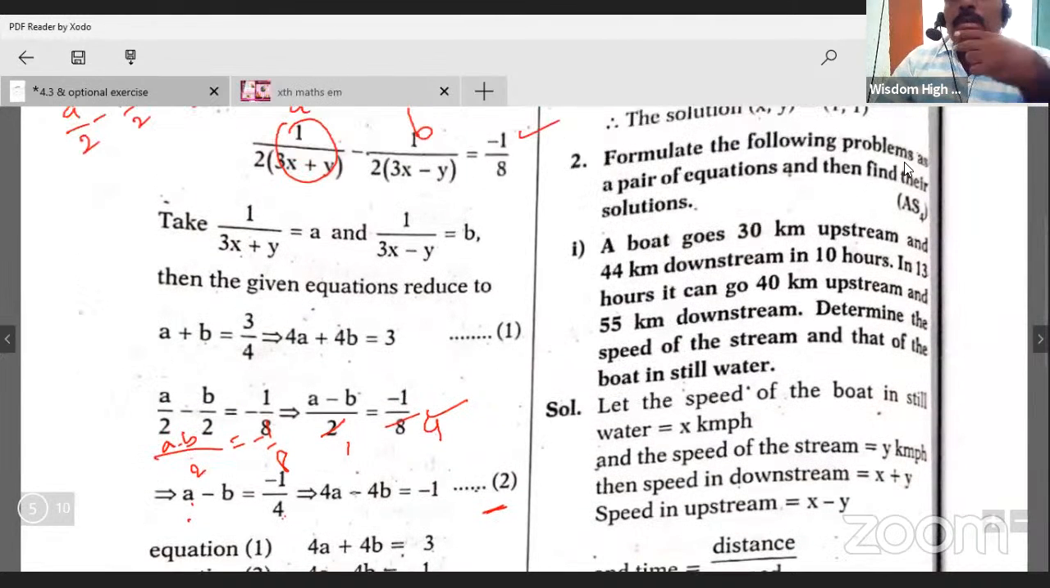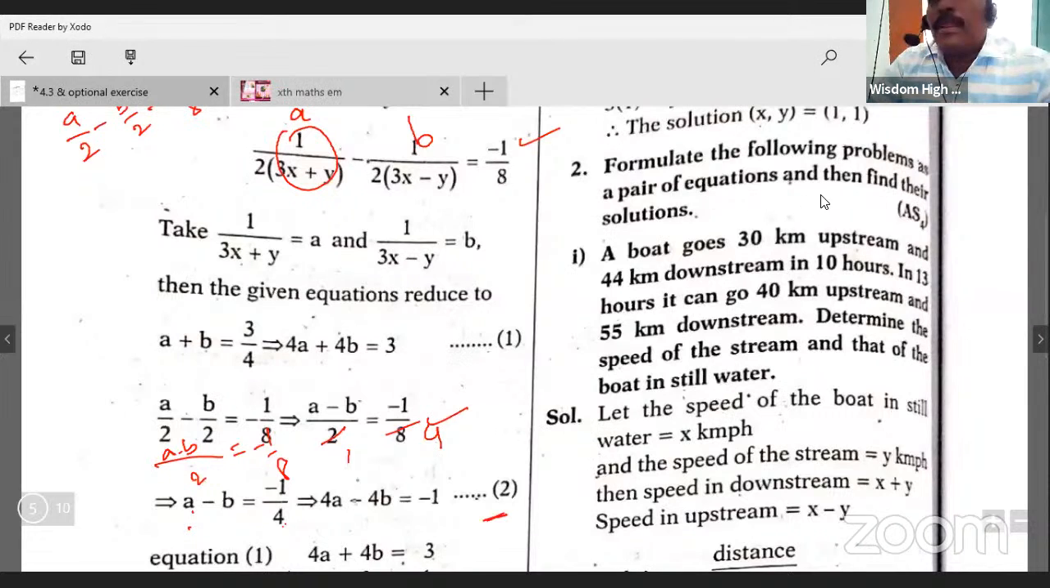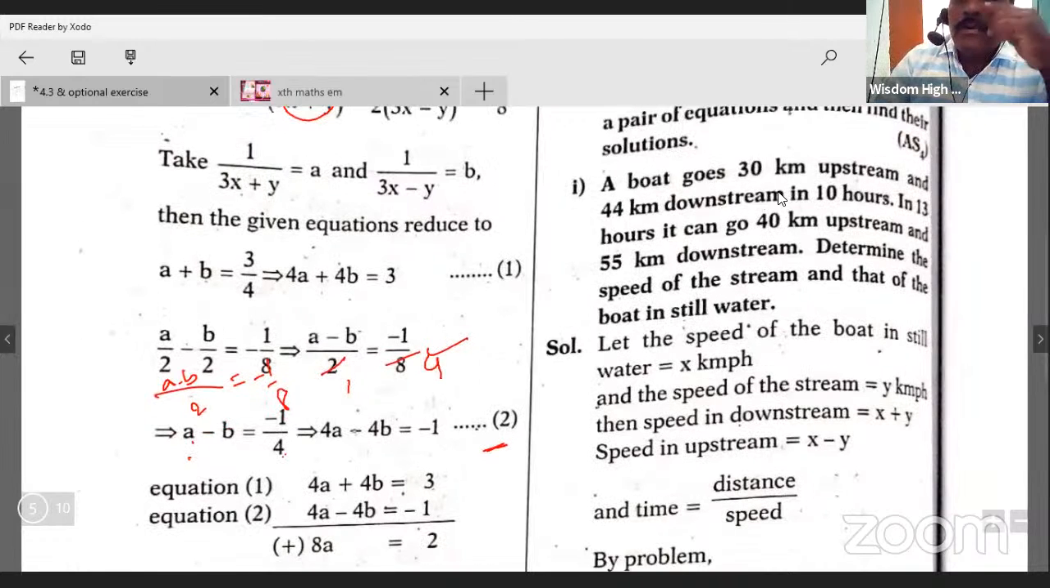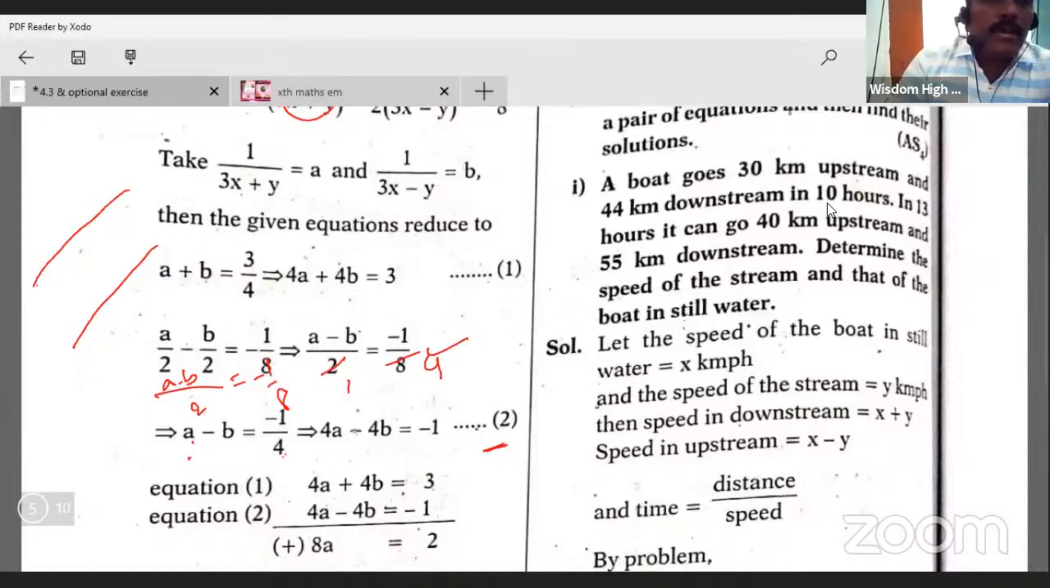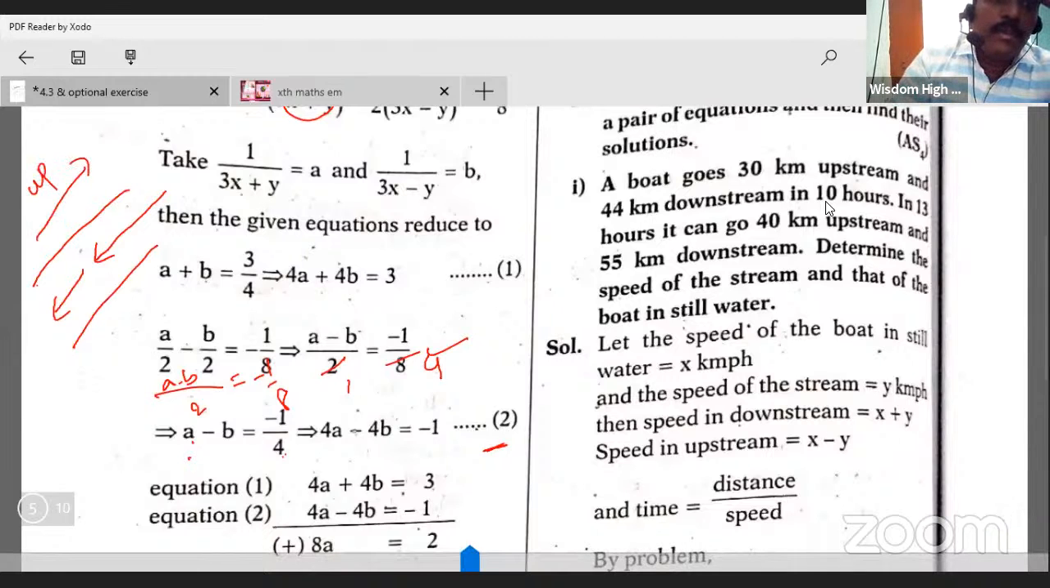Before that, formulate the following problems as a pair of linear equations, then find their solutions. See students, a boat goes 30 kilometers upstream and 44 kilometers downstream in 10 hours. You know our canal is beside our school, and the water is coming this way. This is known as downstream. If you go opposite to the water, that is upstream. That you have to understand.